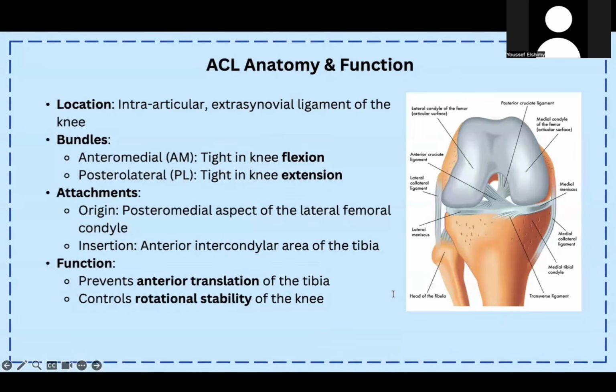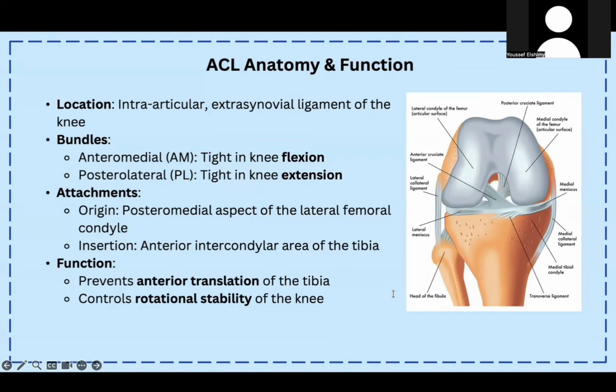Although the ACL is located inside the joint capsule, it is described as extrasynovial, which means it is not directly covered by synovial fluid. And this is very important because this affects the healing potential of the ACL. So that's why when we have complete ACL tears, those tears do not heal well on their own.